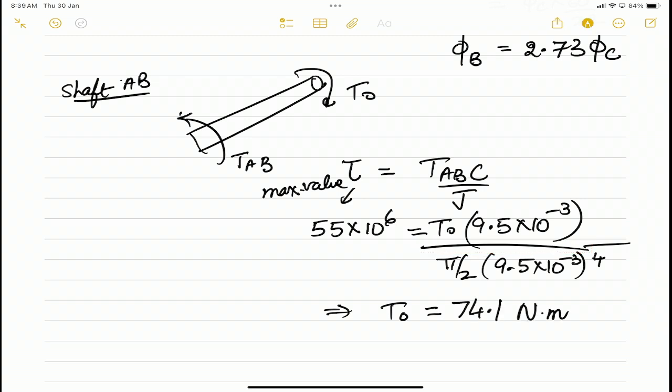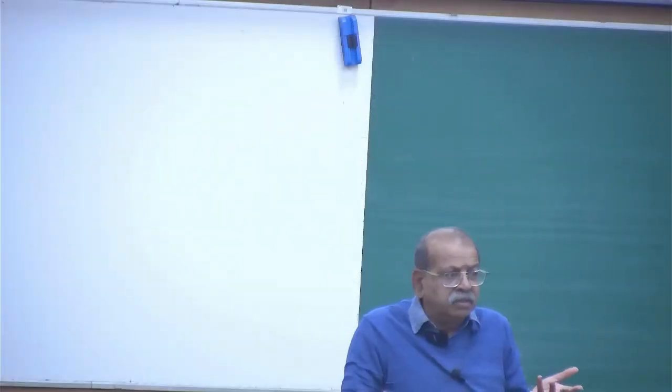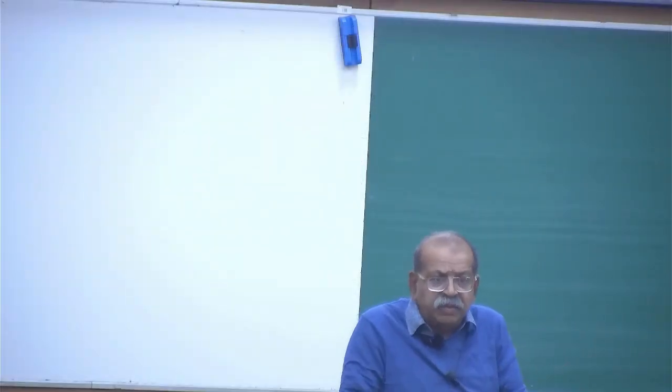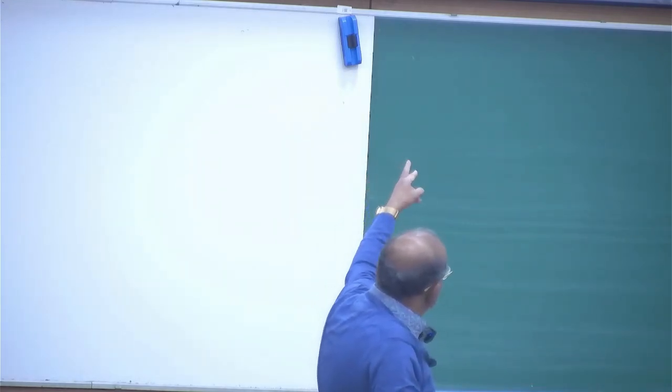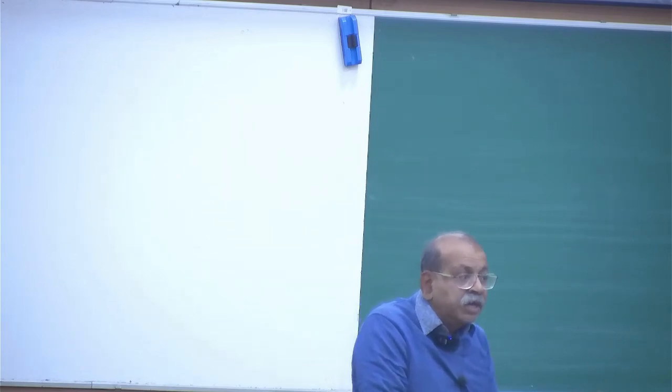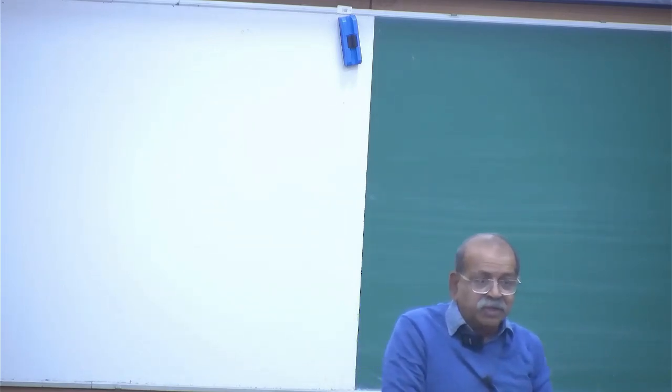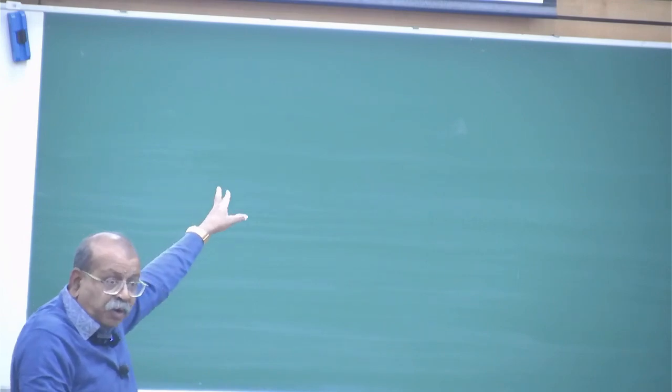Now the reason I am going through this example in full details is, please, for this course at least, we will be needing calculators. We will not be able to do anything without calculators, but be very careful about the units. The maximum value of tau was given as 55 megapascals. We are converting everything to SI units. So 55, don't forget the 10 to the power of 6. Don't just put it as 55.